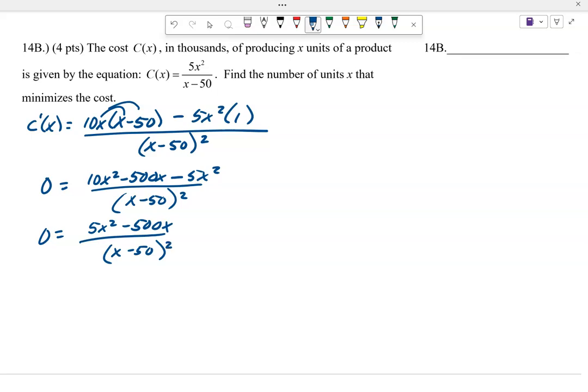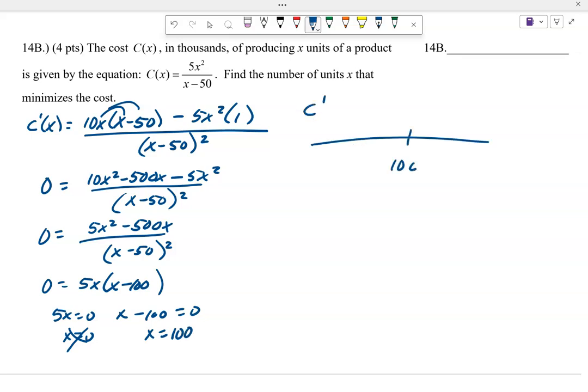And so where is this equal to 0? Take that 5x minus 100. So I got 5x equal to 0 and x minus 100 equal to 0. So x being 0. Now I want to actually produce something, so I'm going to reject that because we want to sell more than 0 units. So it looks like around 100 would be the test here.